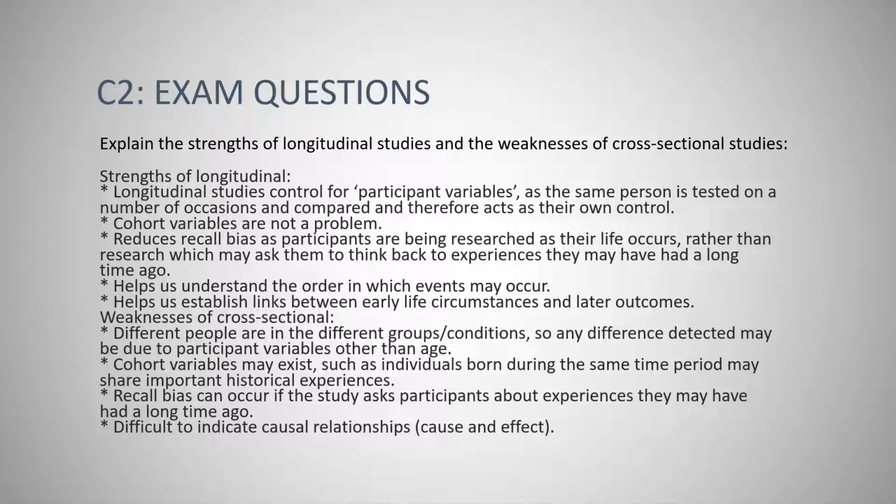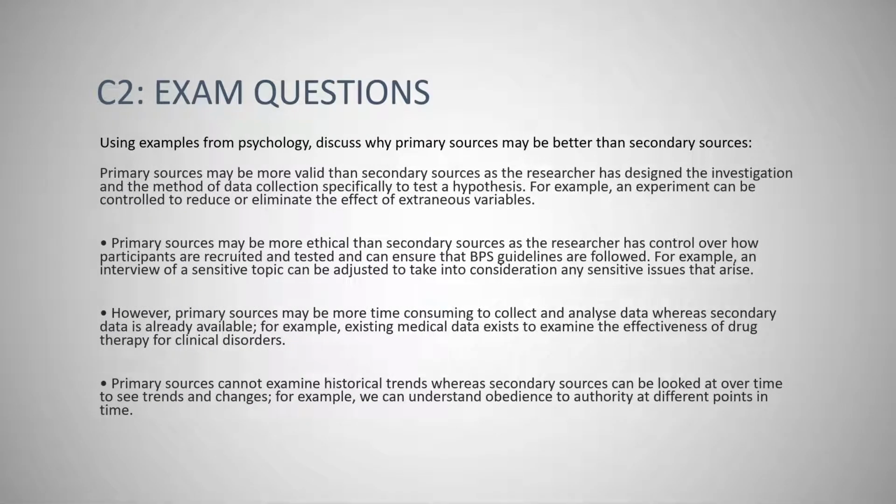So if, let's say, an event happens, right, since the last time that you've been studied or called for the longitudinal study, it's been a year. If you were then asked to recall events that happened a year ago, your memory is likely to be vague. And even then, if you believe that you have a totally accurate memory, there are going to be some discrepancies in your retelling of events. It's also difficult to indicate causal relationships, cause and effect, because there are so many confounding variables. So, using examples from psychology, discuss why primary sources may be better than secondary sources.